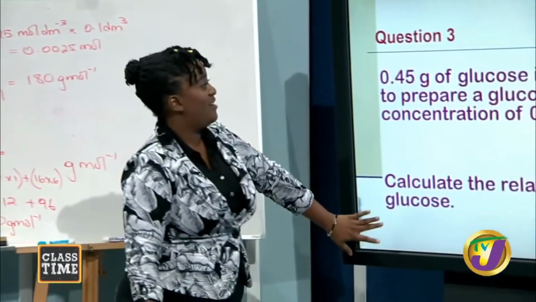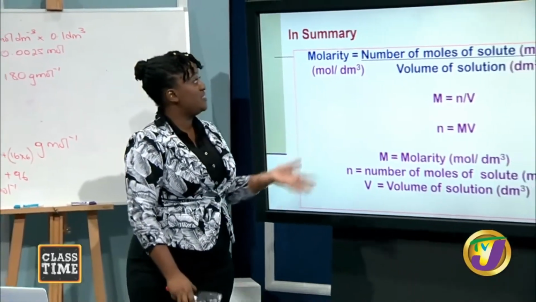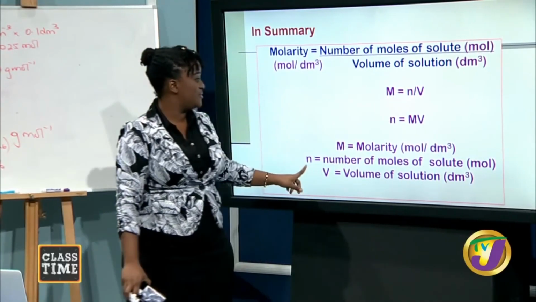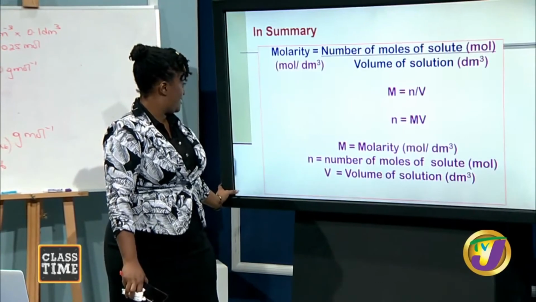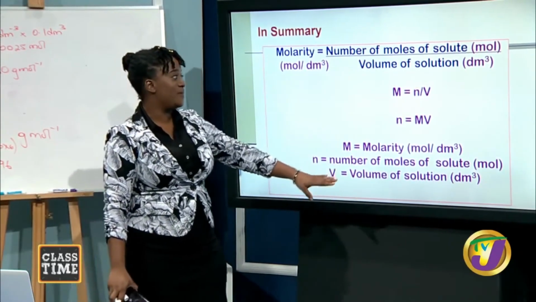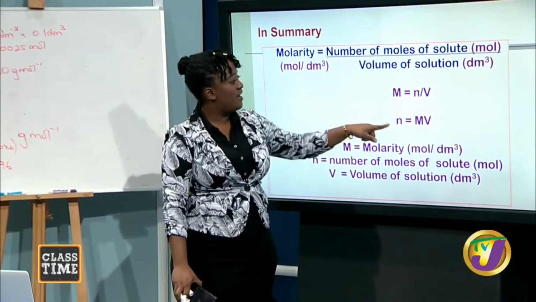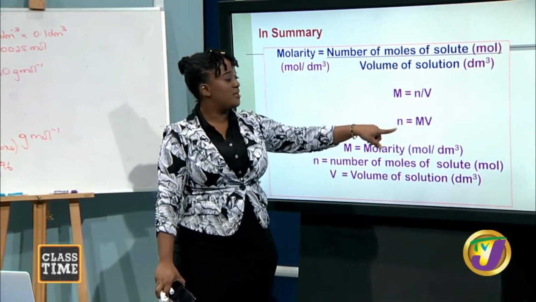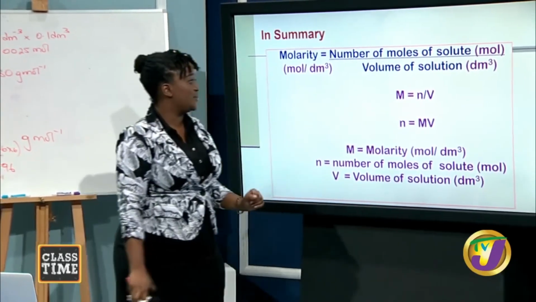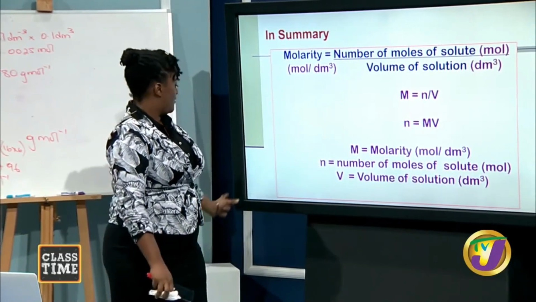So let's summarize. Now, molarity is equal to number of moles divided by volume of solution. And the unit for molarity is mole per dm cube. N is equal to number of moles, while V is equal to volume of solution. So M is equal to N over V. And here we can substitute this equation above to calculate number of moles. So number of moles is equal to molarity times volume, to get number of moles, right?